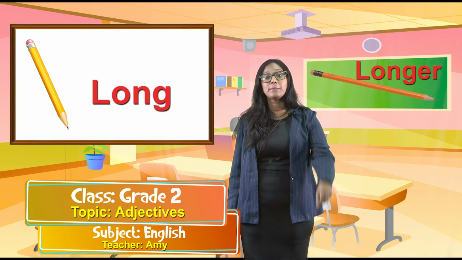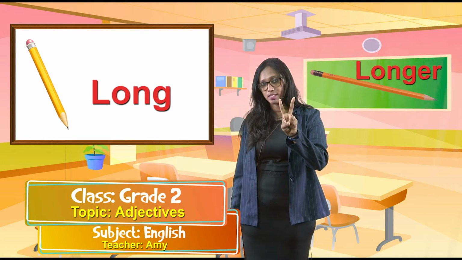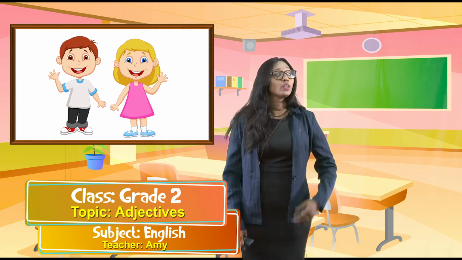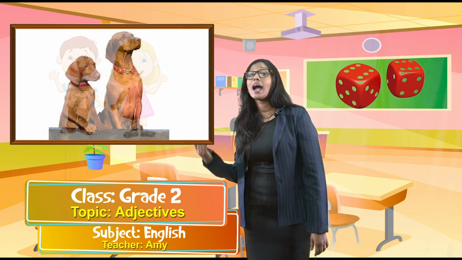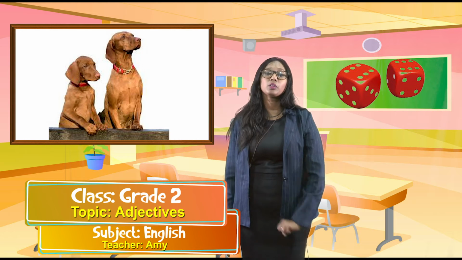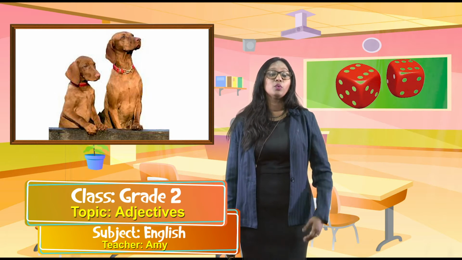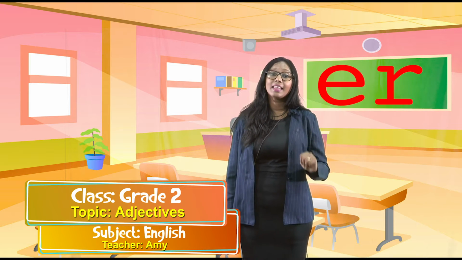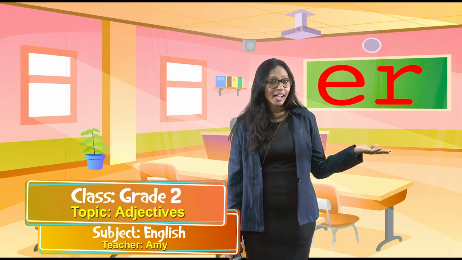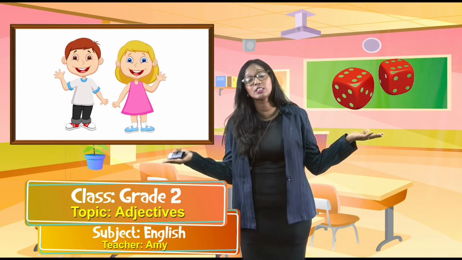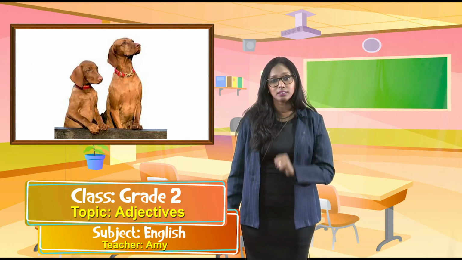So when we're comparing two things, boys and girls, when we're comparing two persons, two things, two animals, whenever we're comparing two, we use the adjective with the ER, or we add ER to the adjective to compare two things or two persons or two animals.